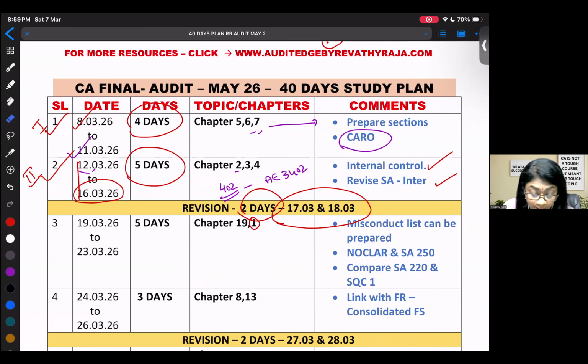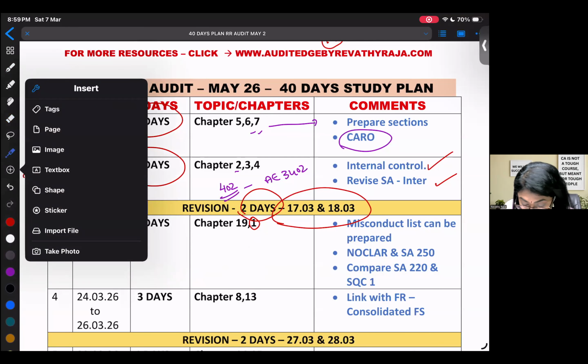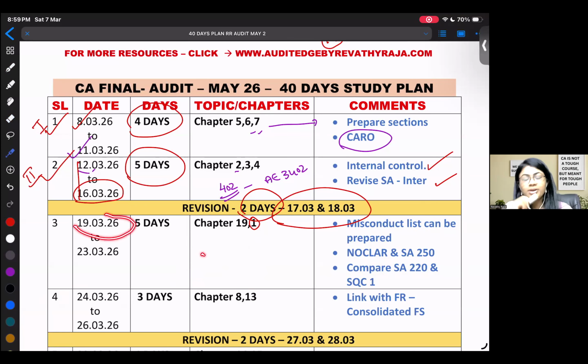Where were we? We were in March 19th. So going with chapter number 19, which is professional ethics, for which you need minimum 3 to 4 days. And quality control, chapter 1, it's very simple. We can finish in 1 day. It's a revision planner. So 5 days.